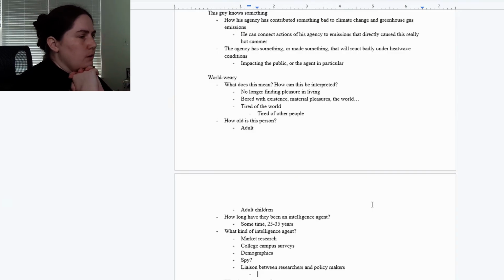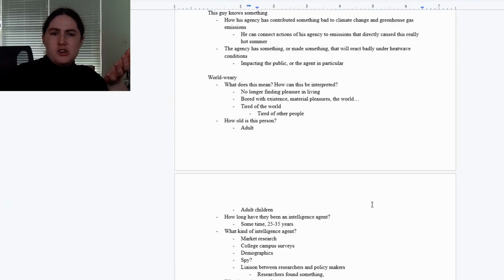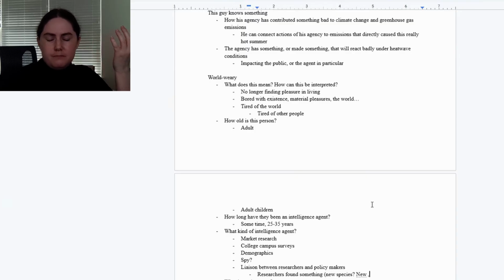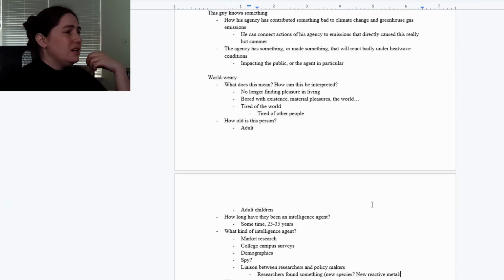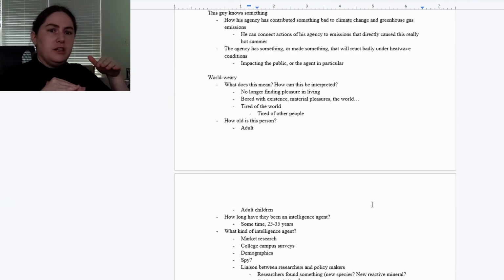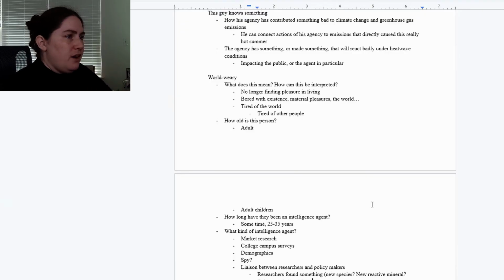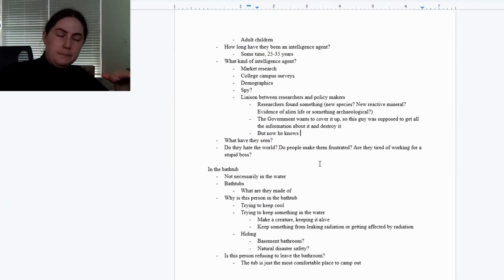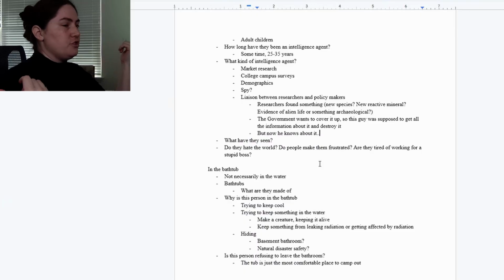I kind of like where this is going. So some researchers found something somewhere, whether it's a new species or a new rock or a new metal or a new element that has potential in being a dominant nation. Or they found evidence of something, alien life, or something archaeological. Maybe they found something like that, and this guy's job was to collect all the information on this as possible and make sure it didn't leak, because the government don't want anyone to know about it.